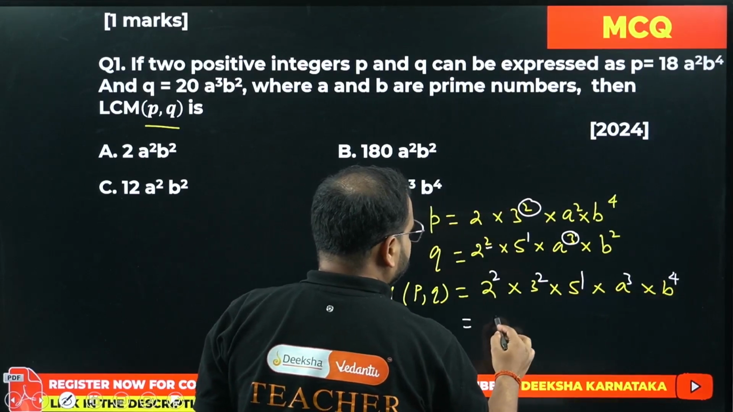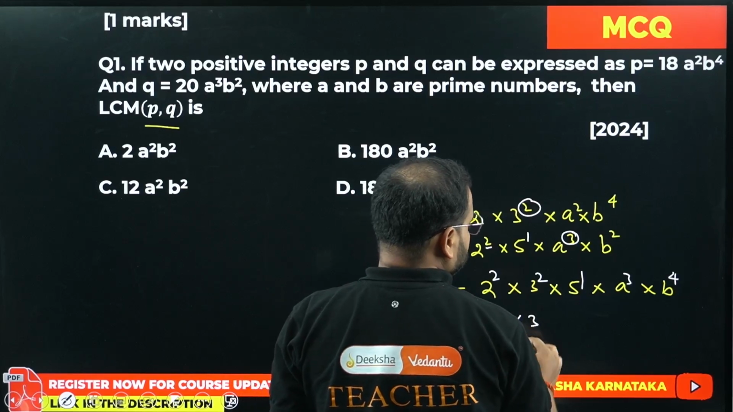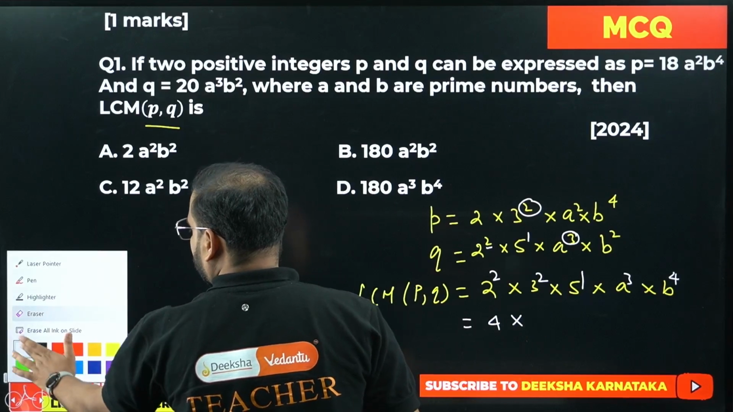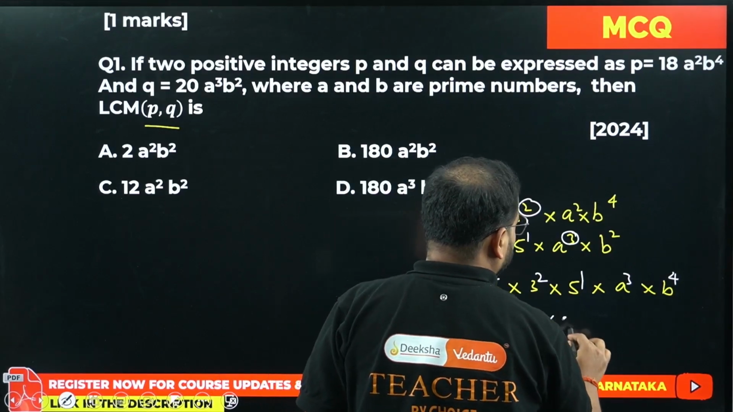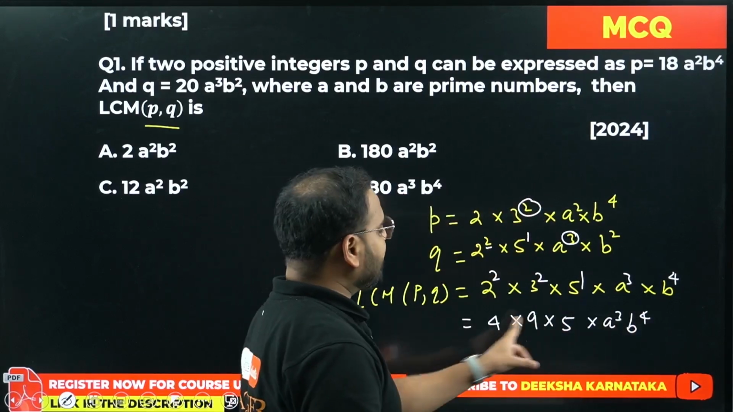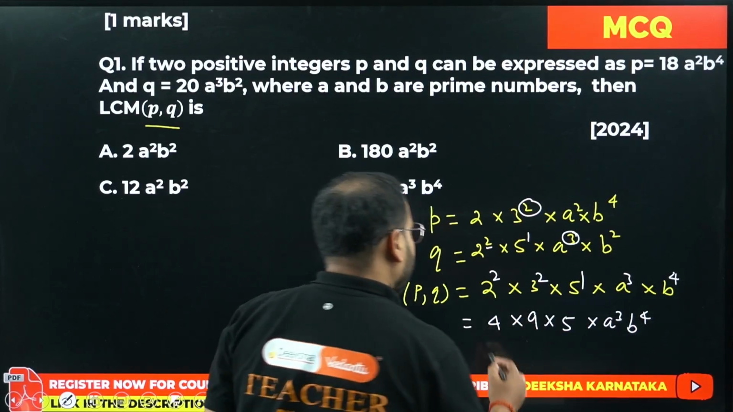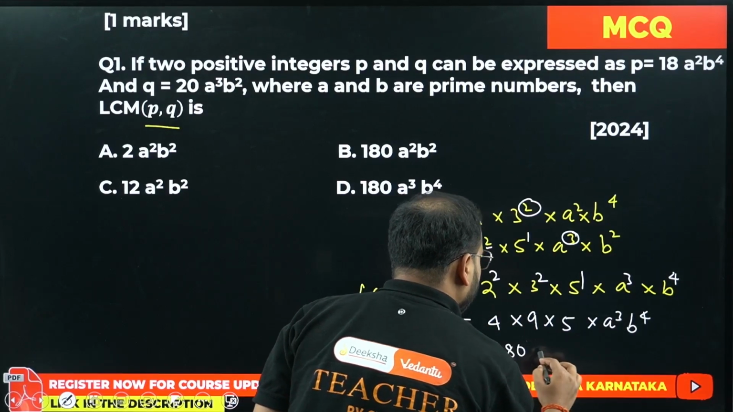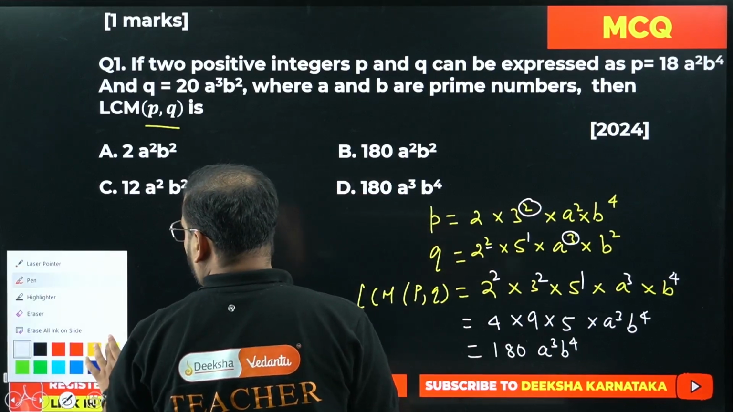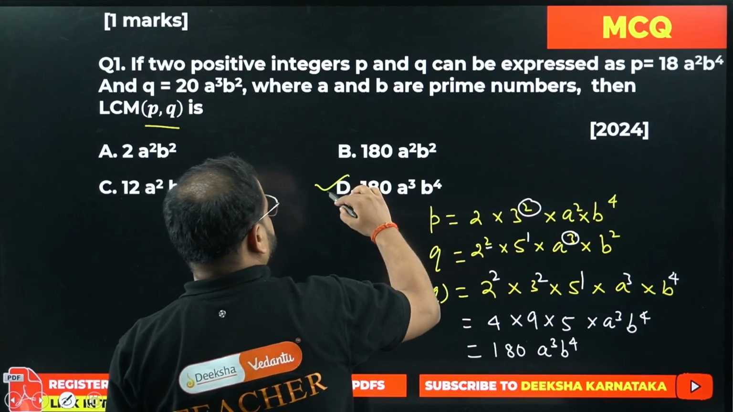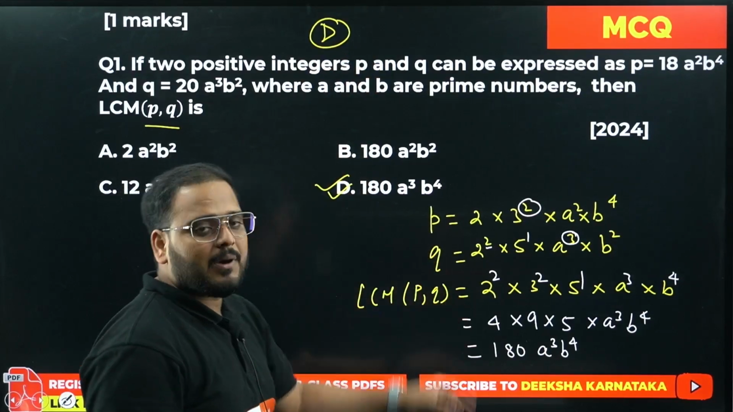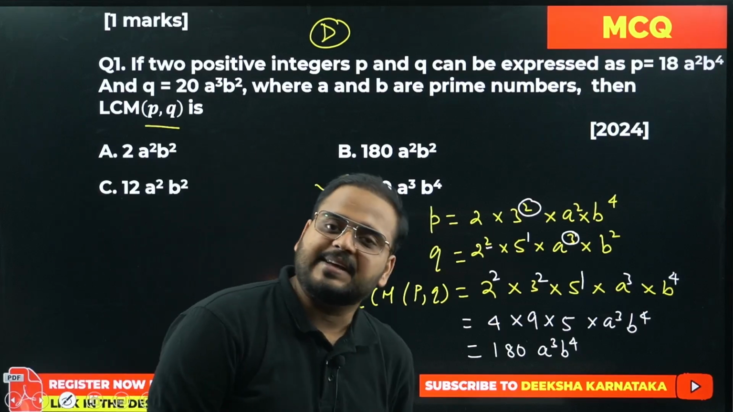So this will become what? Please check. 4 times 3 square, so 9, pardon me, 9 times 5 times a cube b power 4. If you check here, 5 fours are 20 and 20 times 9 is 180. So my answer is 180 a cubed b to the power 4. Any option like this? Please have a look. Option number D is your correct answer. Very simple question. All the factors with their respective highest powers.